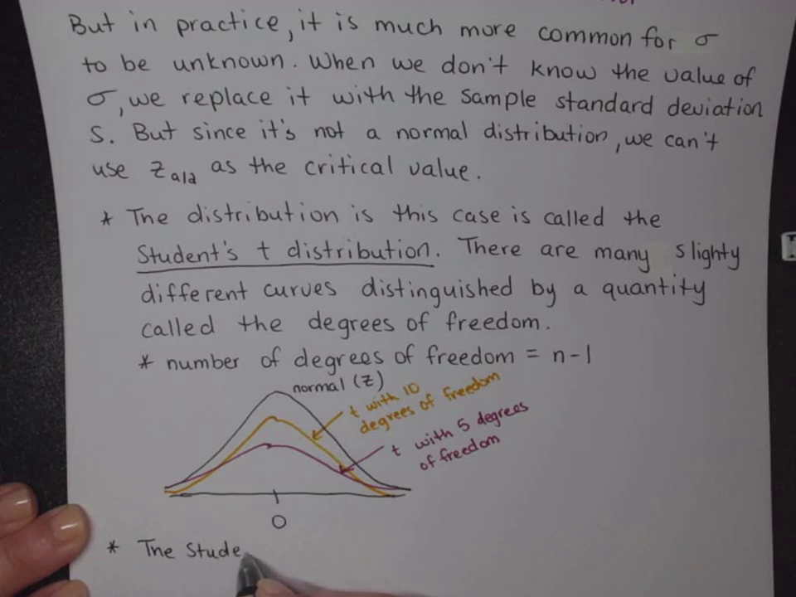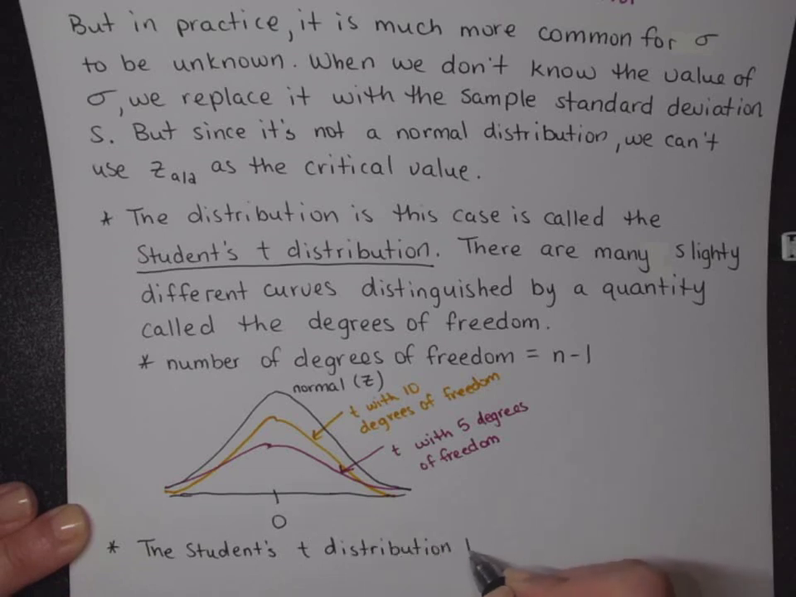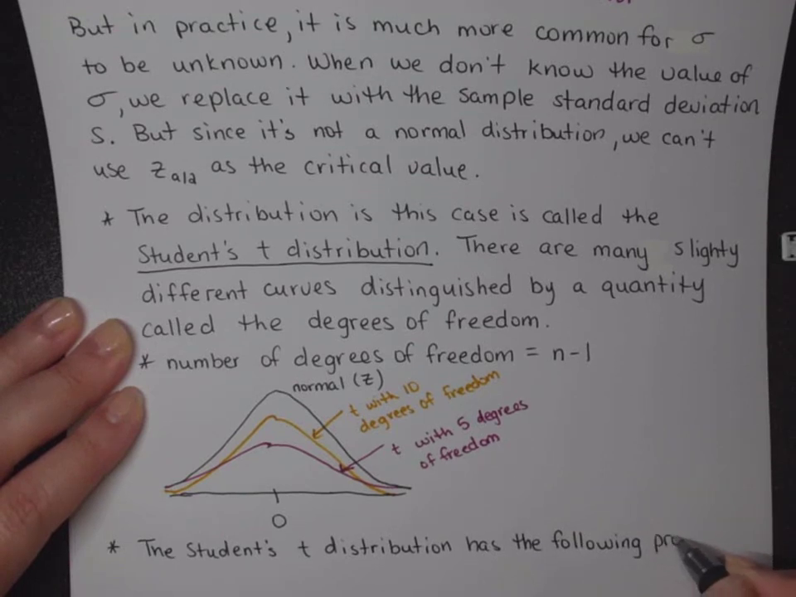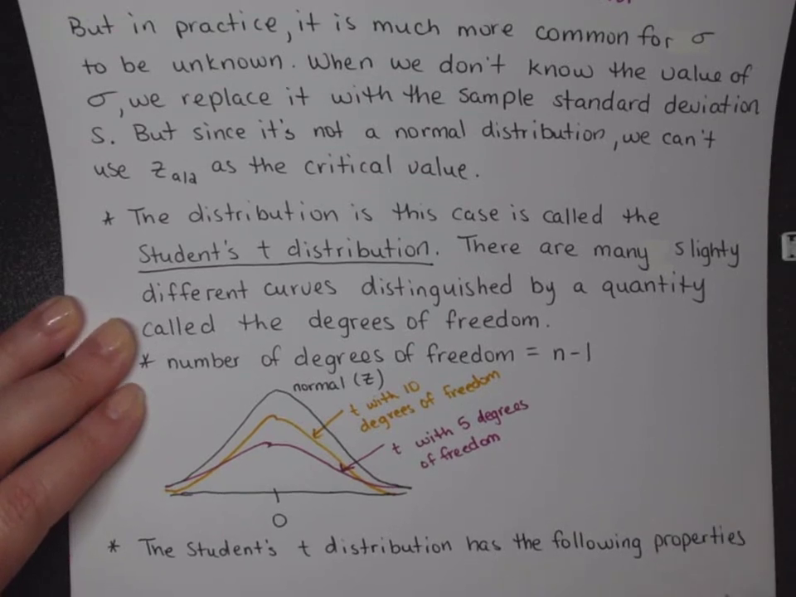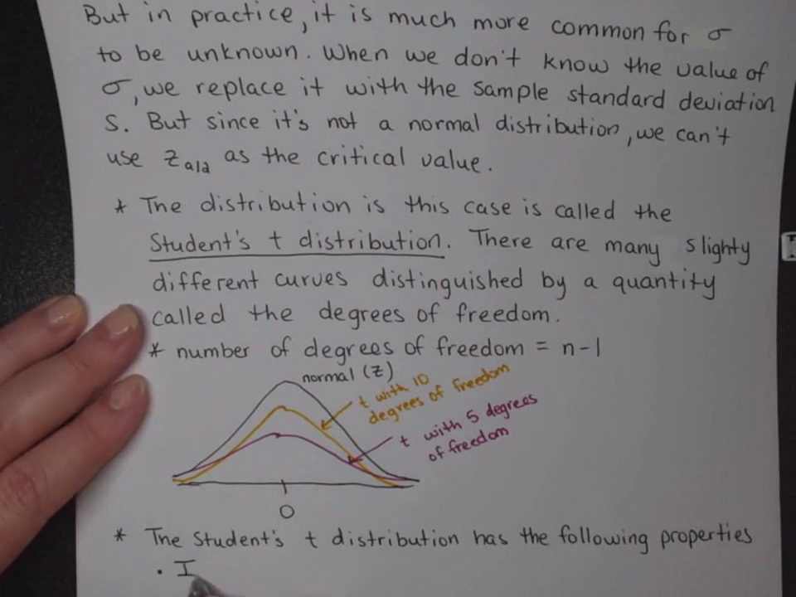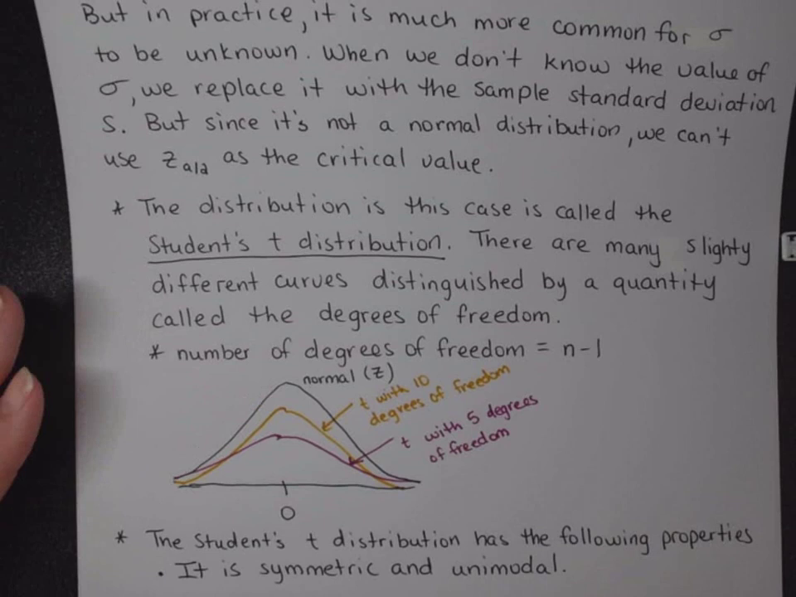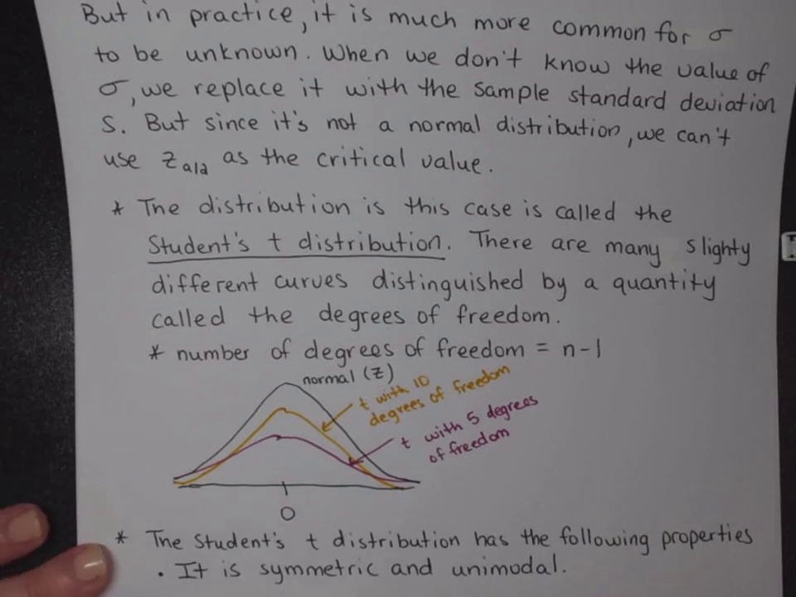So let's talk about the student's T distribution. It's an italicized T, so it's not just a lowercase t. The student T distribution has the following properties. It is not as accurate as a normal distribution, okay? But notice it does have some qualities. It is, like I said before, symmetric and unimodal. In other words, we peak in the center, and the more we go out from the center, the less likely our values are.